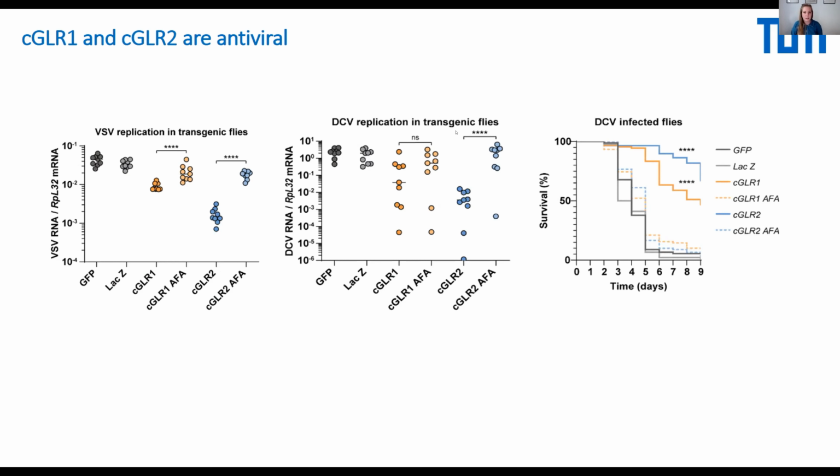And for Drosophila C virus, it is unfortunately only significant for CDLR2. But what is very interesting here is that the survival of the flies improves markedly when they have expression of the cGAS-like receptors.